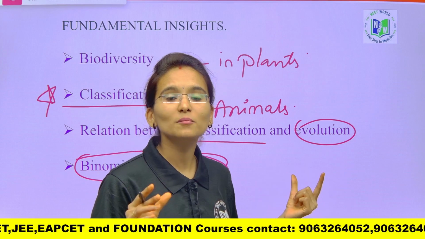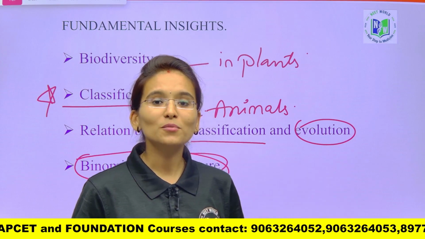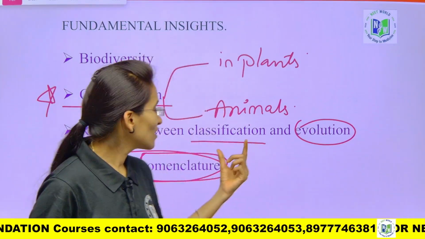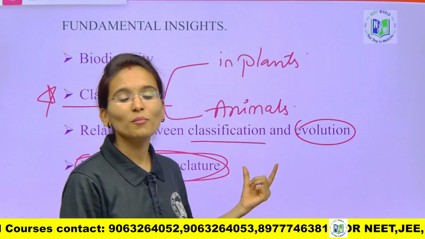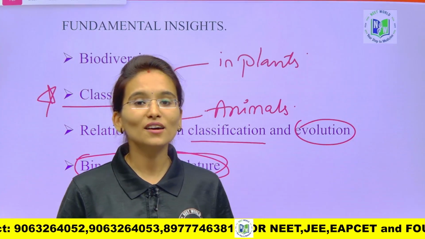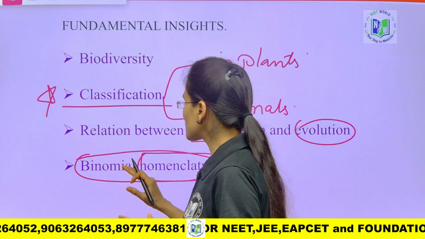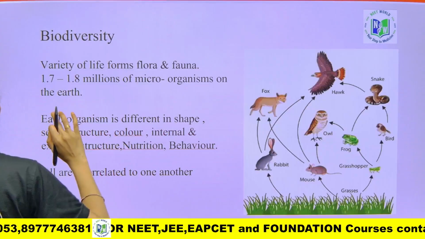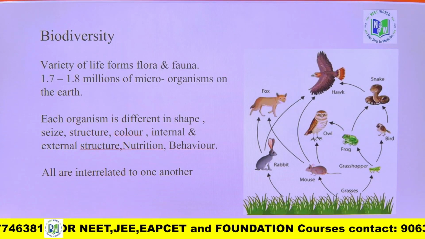Nomenclature is simply providing a scientific name to an identified organism. Generally, scientists provide these names so that the organism should be well known to the entire world. Yes, that is all about binomial nomenclature. Now let us learn about biodiversity in detail.